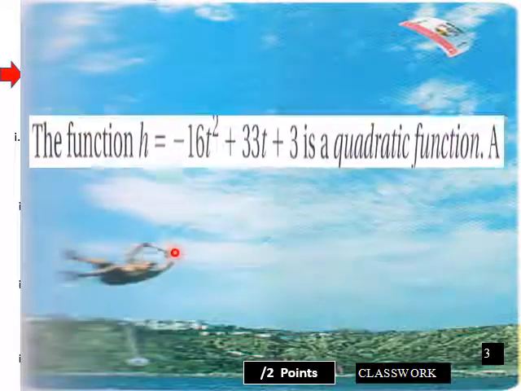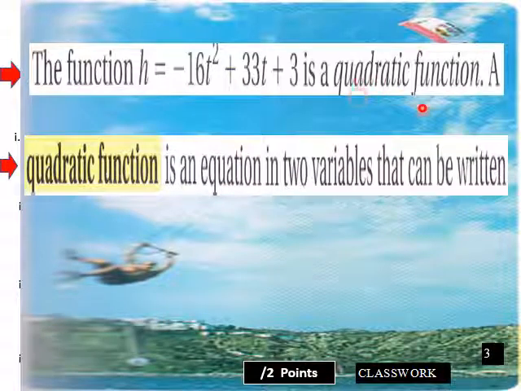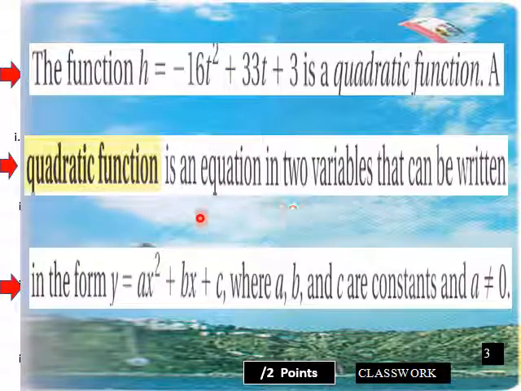The function h equals negative 16t squared plus 33t plus 3 is a quadratic. A quadratic is an equation in two variables that can be written in this form here, ax squared plus bx plus c, where a, b, and c are constants and a cannot equal 0.